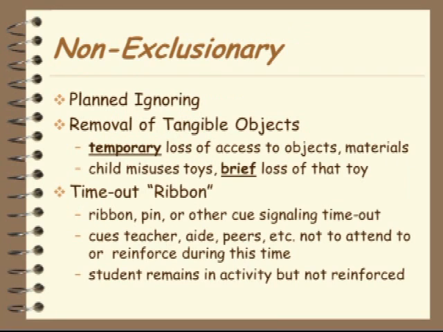Non-exclusionary timeout is the very first form of timeout that was used. It was a study that was done in the 1960s, and it was called Evaluation of Timeout from Positive Reinforcement. In that study, they had some kindergarten-age kids. They all wore a ribbon. The teacher reinforced them with tokens for appropriate behavior. If a kid had a challenging behavior, the teacher simply took away one of the kid's ribbons.